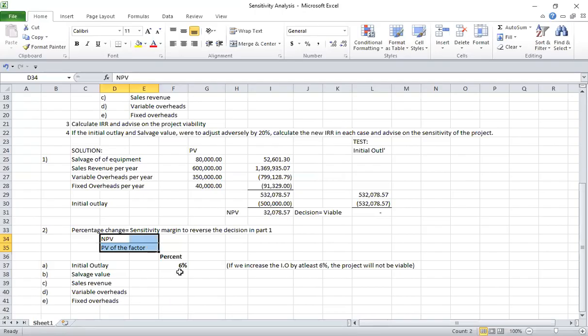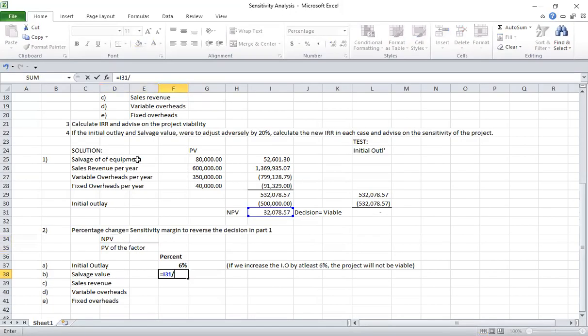So let's compute for the salvage value in the same manner. Still, this is the formula for computing the percentage. For the salvage value, this will equal the NPV over this. So we take the NPV again, this 32 something, and we divide by the present value of the salvage value.